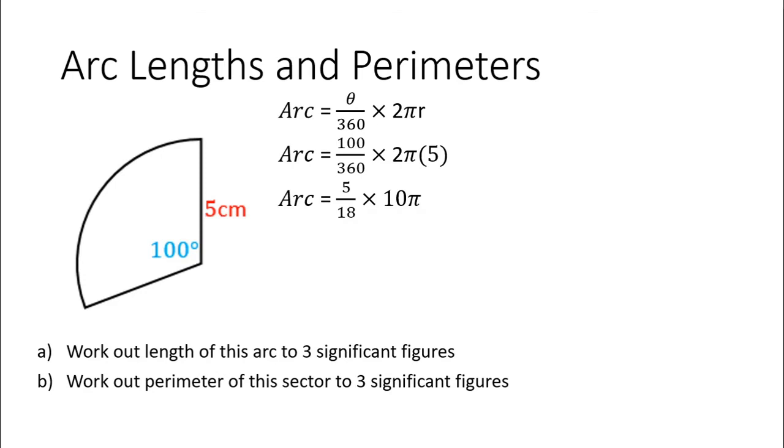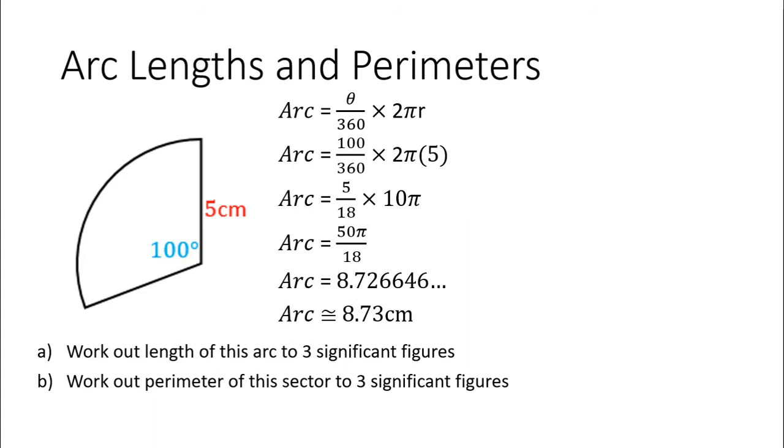The 100 over 360 simplifies down nicely, and 2 pi times 5 will make 10 pi. So we've got 5 over 18 times 10 pi. Remember, when multiplying by a fraction, we just need to multiply by the top. So that's going to end up being 50 pi over 18, which we can calculate down. Right now it's exact. It's about to be a non-terminating decimal answer, which we will need to round to 3 significant figures. That would be 8.72 with a 6 after it. That's going to round up to 8.73 centimeters approximately. See that symbol again? Not exactly.